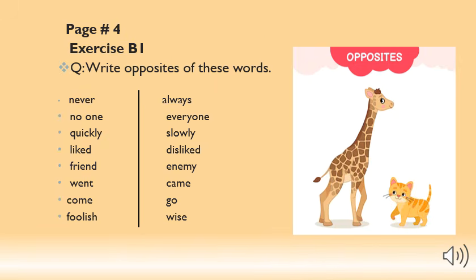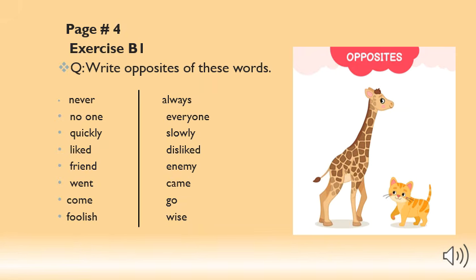My dear students, now you open page 4 of your books. Here is exercise B, working with words. Its first part is about opposites. The question is, write opposites for these words. You can find the opposites of these words in the story that you have read, Dignity of Labor. Recall the story and you will find the opposites of these words given in the list.